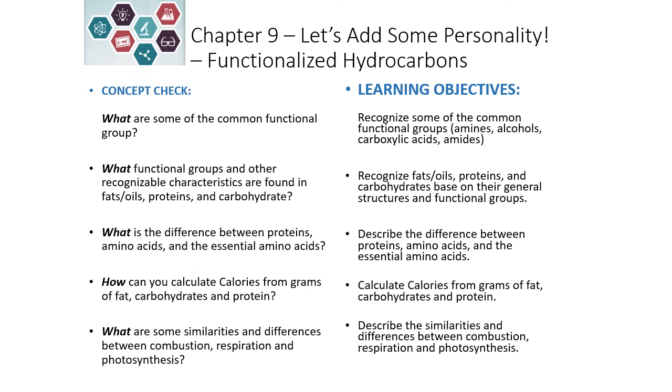So, by looking at this chapter, you should be able to identify some common functional groups, recognize the differences between fats, oils, proteins, and carbohydrates, know the difference between proteins, amino acids, and essential amino acids, calculate calories based on a food label using grams of fat, carbohydrates, and proteins, and understand the similarities and differences between combustion, respiration, and photosynthesis.